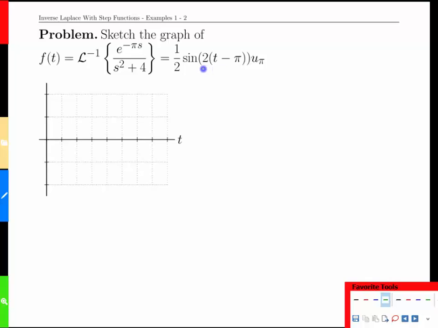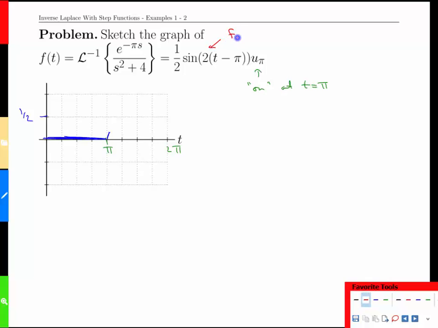When would we ever encounter a function like that? Well, keep in mind what this looks like. This step function is something that turns on at time pi. So if we labeled our points here as pi and 2 pi, there is literally nothing happening for the first 3.14 seconds if we're using the usual units. So we've got nothing happening, and then this t minus pi in the inside actually translates to the sine function starting at that instant. We see a half out front, so we have an amplitude of a half.